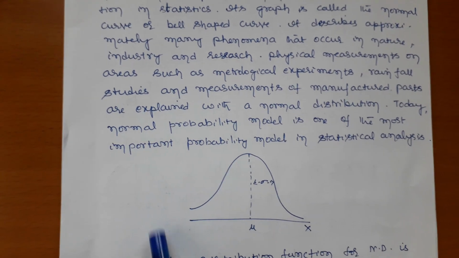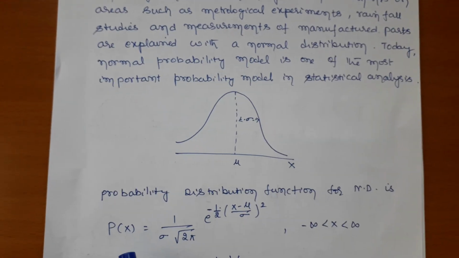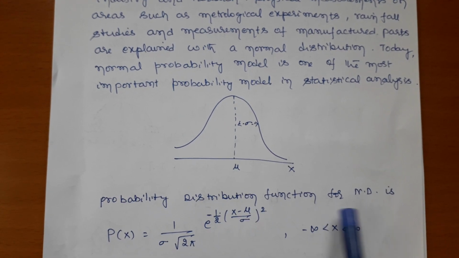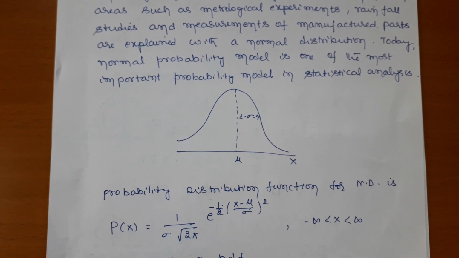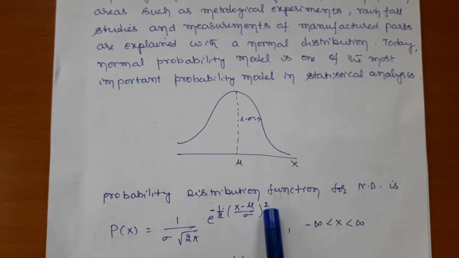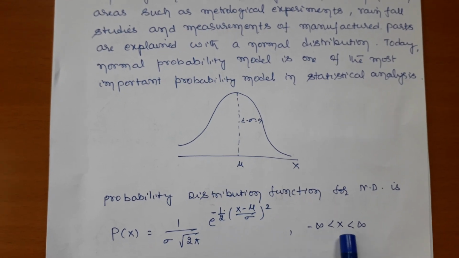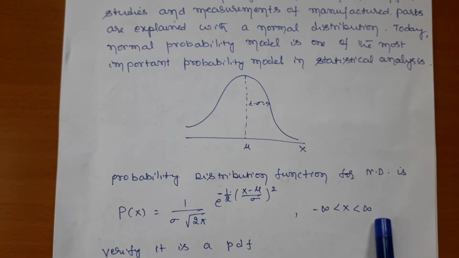Now, if you want to solve problems using the normal distribution, I have to know what the probability function is for the normal distribution. The probability distribution function for the normal distribution is P of x is equal to 1 by sigma into root of 2 pi into e power of minus half of x minus mu by sigma whole square, where x ranges between minus infinity to plus infinity.